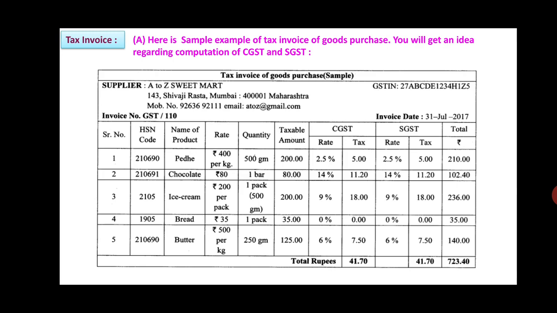Friends, if we add all these, the resultant sum will be 723.40. This is how the invoice is to be prepared while purchasing. Now let us take an example during the sale. Here is a sample example of a tax invoice of a service provided.